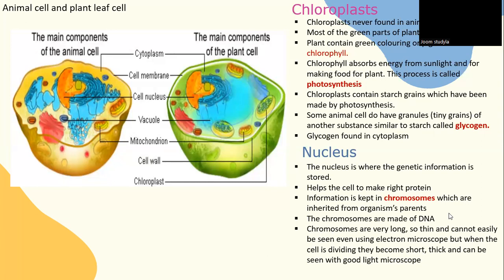Chromosomes are very long and thin, and cannot easily be seen even using an electron microscope. But when the cell is dividing, they become short and thick, and can be seen with a good light microscope. So it tells us here that under a good light microscope, they can be seen, and their size is very short and thick.